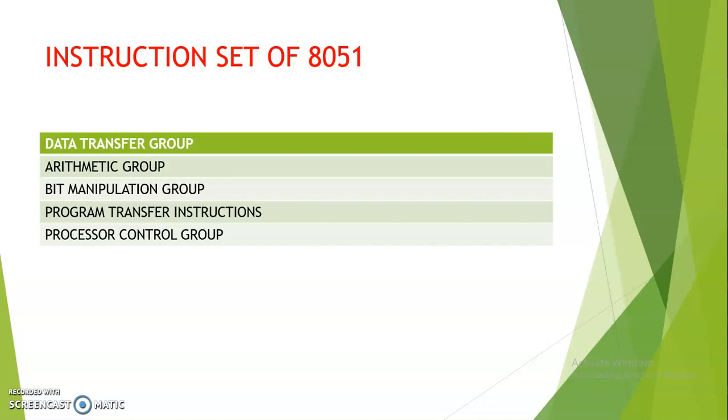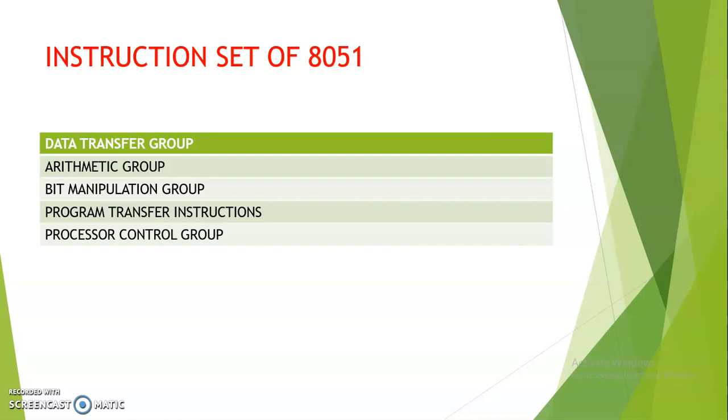There are different types of instructions in the 8051 instruction set. According to the types of instruction, they are grouped together. In total, all the instructions are divided into 5 groups. The first one is the data transfer group, the second is the arithmetic group, then the bit manipulation group, the fourth is program transfer instructions, and the last one is the processor control group.